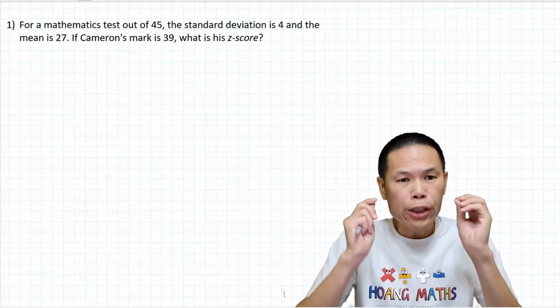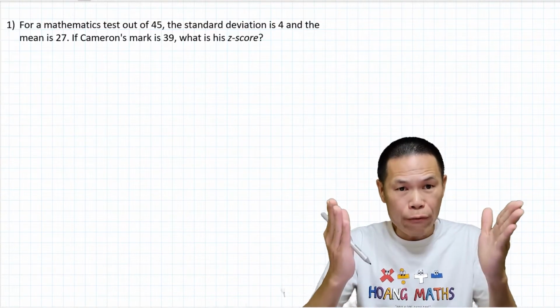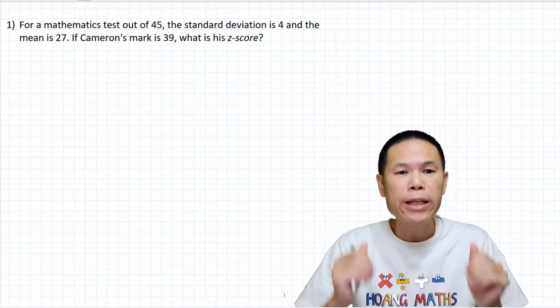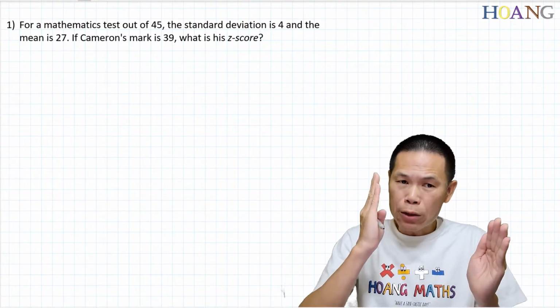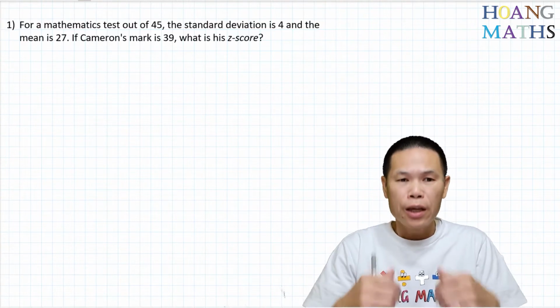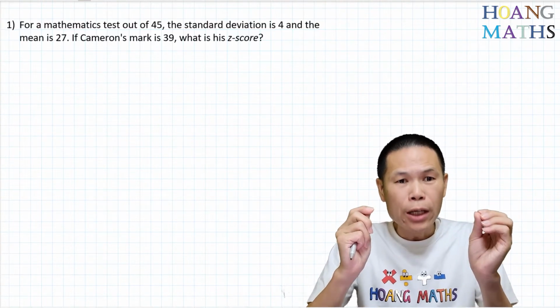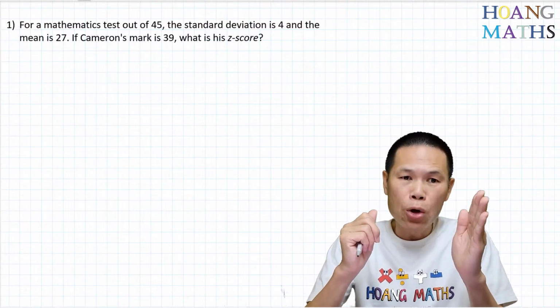A Z-score measures how many standard deviations away from the mean, or the average if you like. So for example, in a test, if my Z-score is 2, this means that my score is 2 standard deviations above the mean. If my Z-score is -1, this means that my score is 1 standard deviation below the mean.